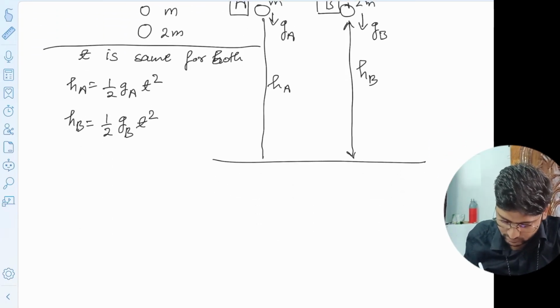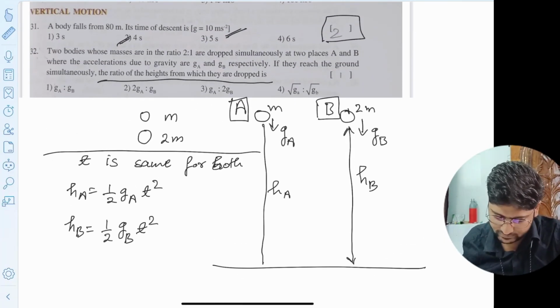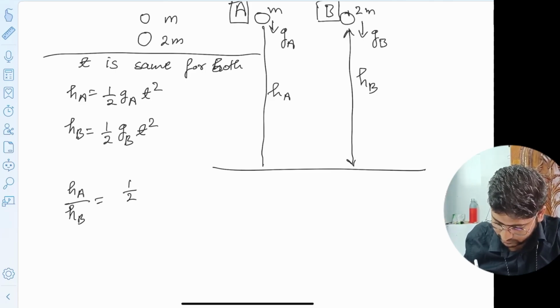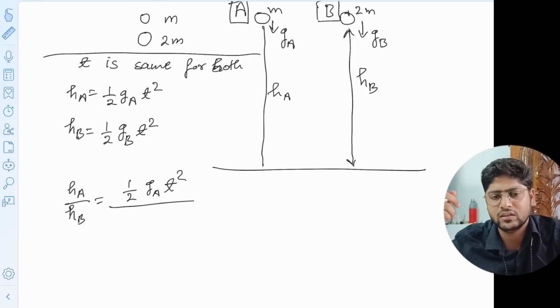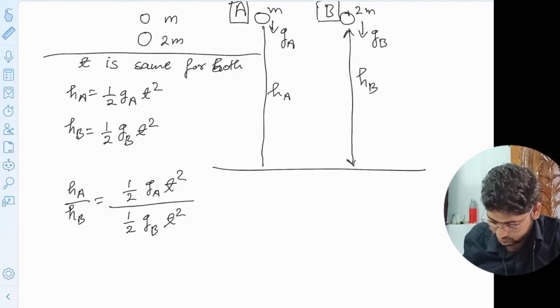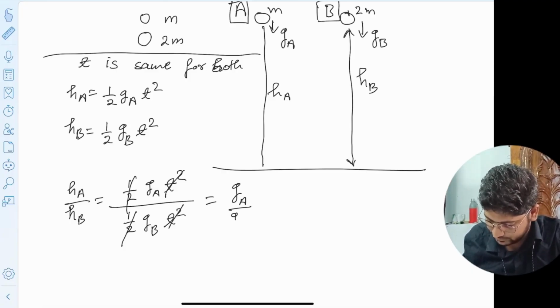So if we take the ratio, what we have to calculate? The ratio of the heights. So ratio of height HA divided by HB equals half GA T square, and T is same for both, so we have taken T only. Otherwise, if time is different, then we take T1 and T2 different times, but they are coming in the same time, so we take same time T for both. So half GB T square. Half cancel, T square cancel. It will become GA by GB.